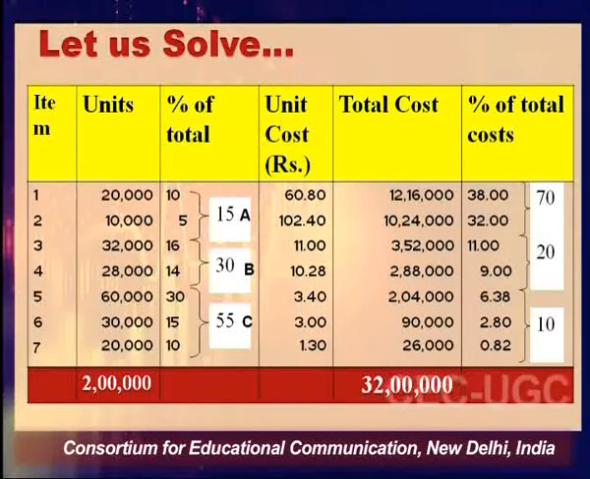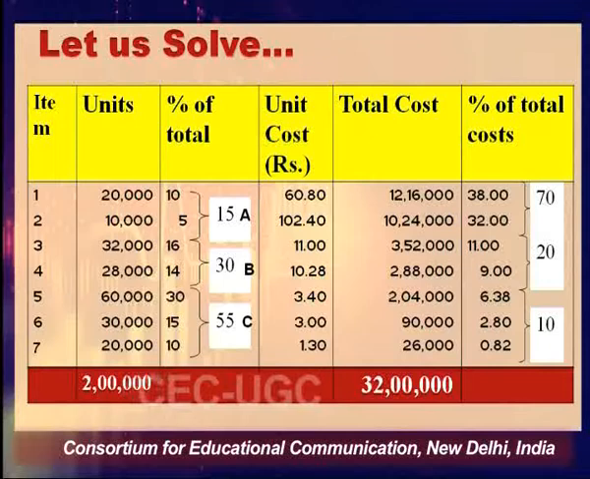Say for instance, for the first item, the unit is 20,000 and total unit consumption is 2 lakh. So when we compute, the percentage comes to be 10%. And the same process we have to follow for other items also. Say for instance, for the second item, it is 10,000 units we are consuming. Out of total consumption of 2 lakh units, it is representing 5%.